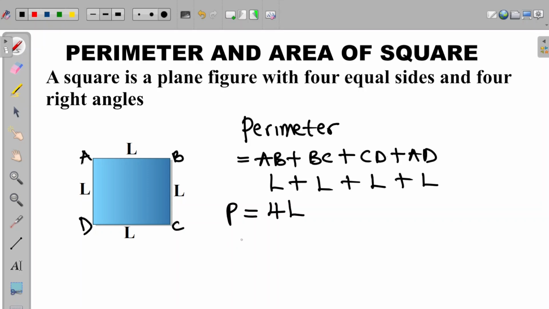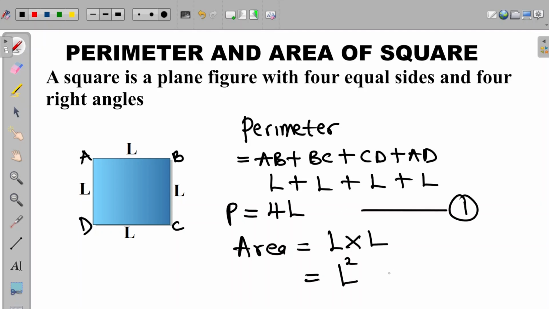Also, to obtain the area of the shape, the area of a square is the space in square units occupied by the square. Therefore, the area is given as length times length, which is given as what? Length squared. So this is the perimeter of a square, and this is the area of a square.